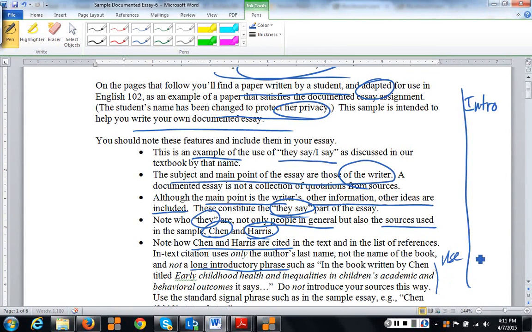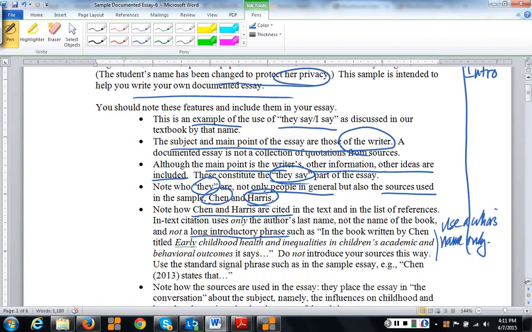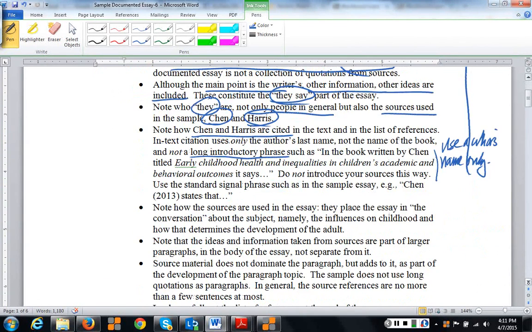Use the author's name only. You practiced this in workshop 5. Okay, we practiced, remember, using a signal phrase plus the author's name plus the date, and that's all you use. So take note of these things. Take note of what I say here in the introduction.